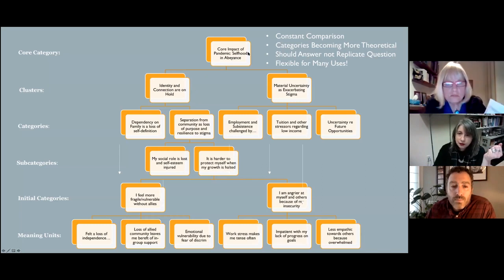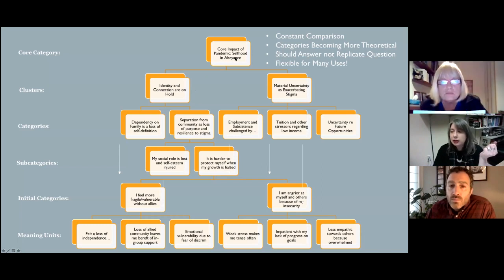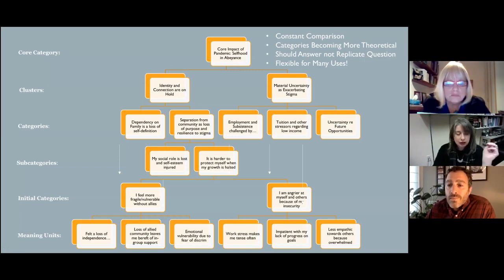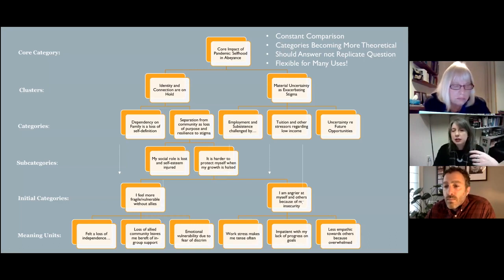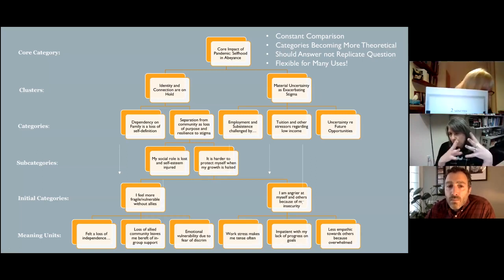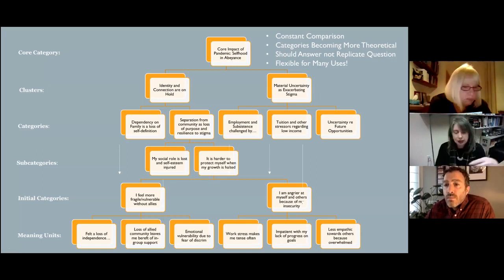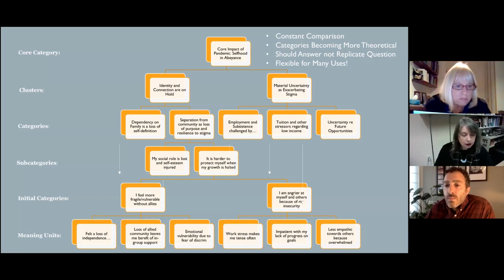Then you end up developing one core category that pulls together what you think is the overarching meaning in your hierarchy. And this is why, in part, you want to have one central question when you're doing a grounded theory study, because otherwise it would be hard to develop one hierarchy, right? It wouldn't be coherent in a way. So that becomes important.